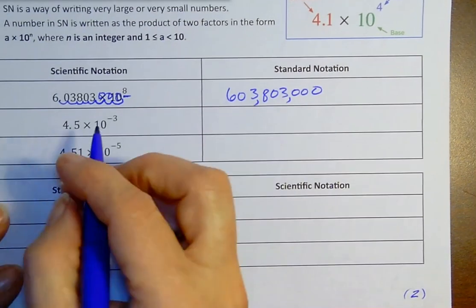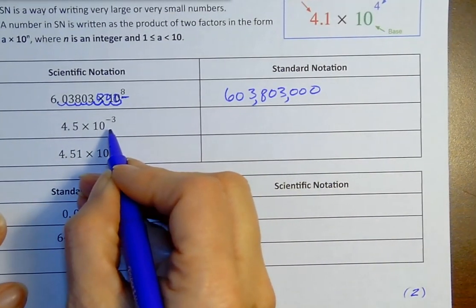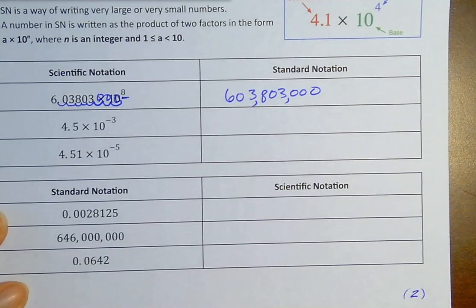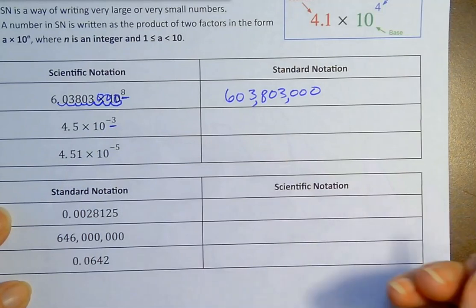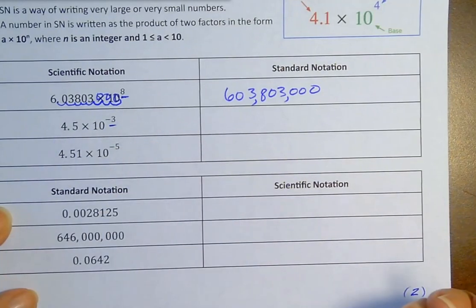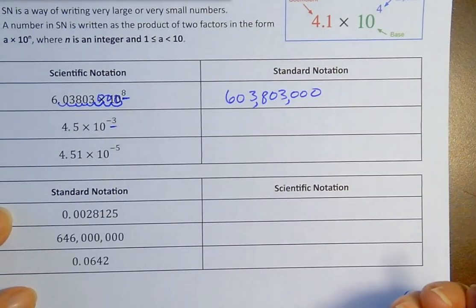Okay, 4.5 times 10 to the negative 3. Well, 10 to the negative 3, you know, is 1 over 10 to the 3. It's 1 over 1,000. So it's going to be a small number. I'm dividing it by 1,000. I'm making it even smaller. This negative number means that my initial number is going to look even smaller than 4.5.